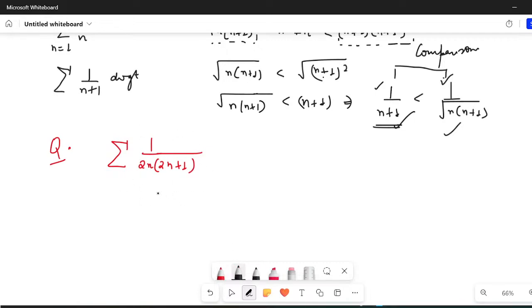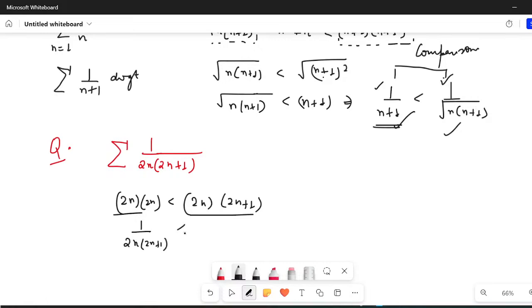What do you think about this? Whether it is a convergent series or a divergent series? If I just think it is 2n into 2n plus 1, right? If I multiply here 2n into 2n, I know that this will be obviously less than this. And if I divide it, 1 upon 2n into 2n plus 1 will be less than 1 upon 4n square.